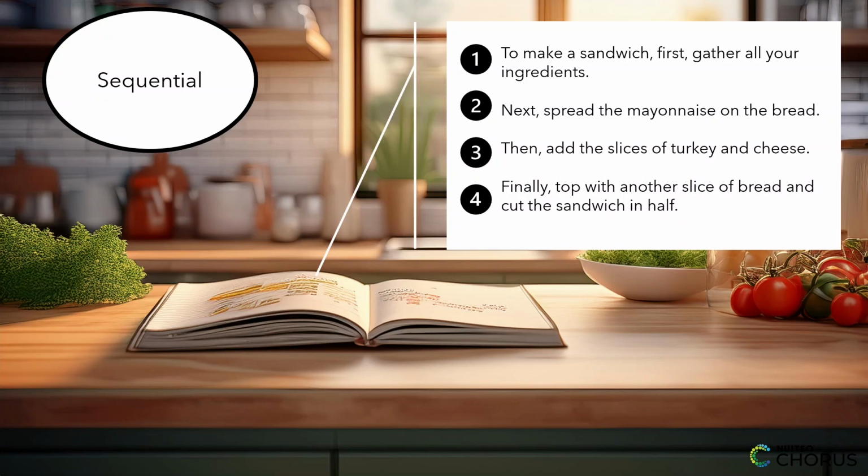This text presents information sequentially, outlining each step in the order you need to follow. Sequential texts help you understand how to complete a process or event step by step.